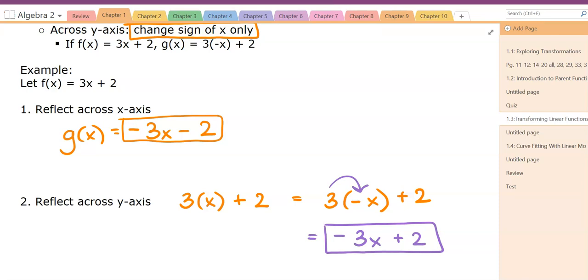So reflections aren't too bad. If it's the x-axis, everything changes sign. If it's the y-axis, just the slope term, that mx term, will change signs.